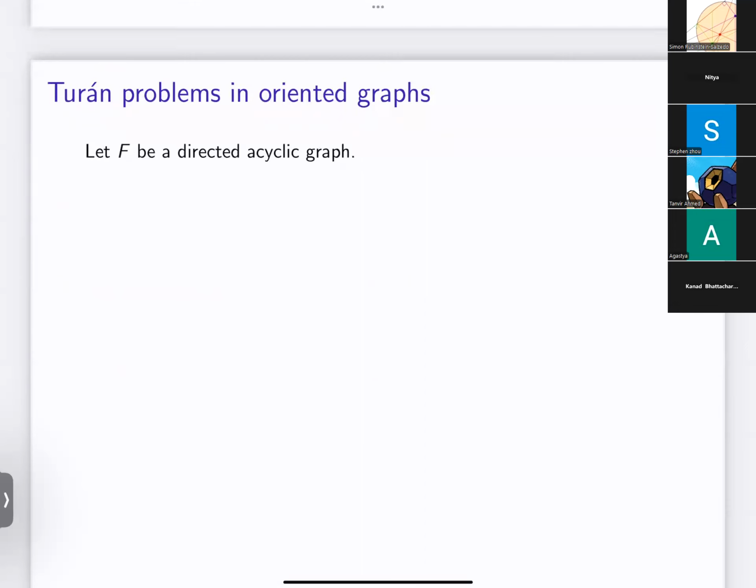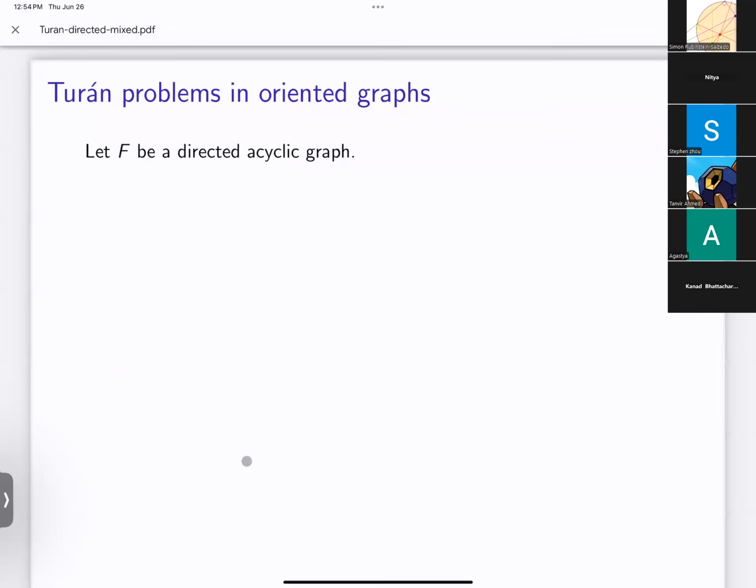Cool. So in order for this Turán problem to be interesting, I'm really sorry to interrupt. No, go ahead. Could you please go over the definition of the oriented transitive graph once again?